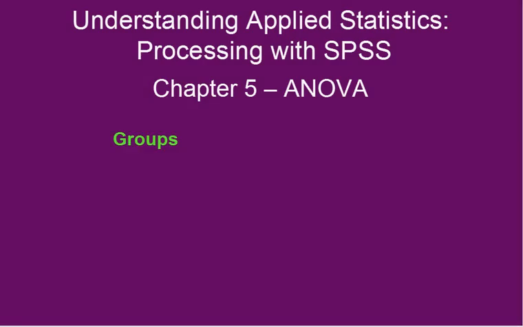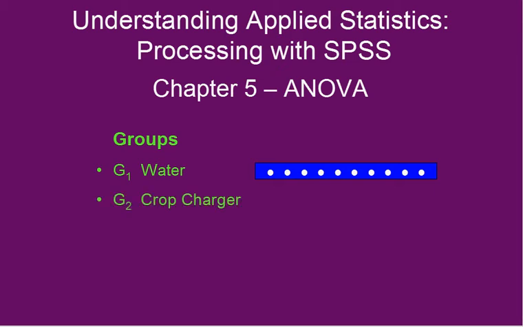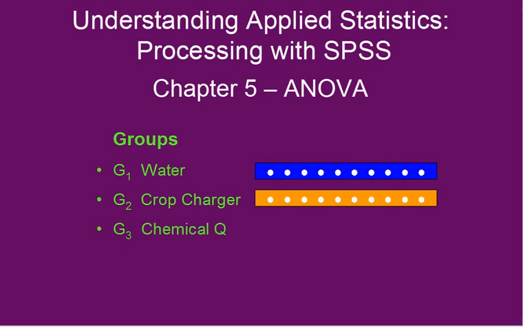Let's continue with the agricultural example that we set up in Chapter 4. Group 1 receives water on a row of corn. Group 2 receives crop charger on a different row of corn. And now, Group 3 will receive a new growth agent, chemical Q, on a third row of corn. 10 stalks in each row. A month after planting, we'll measure the height of each stalk and use ANOVA to compute the scores. See if there is a statistically significant difference in the performance among these groups.